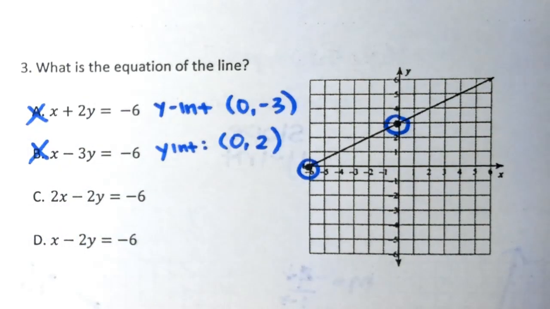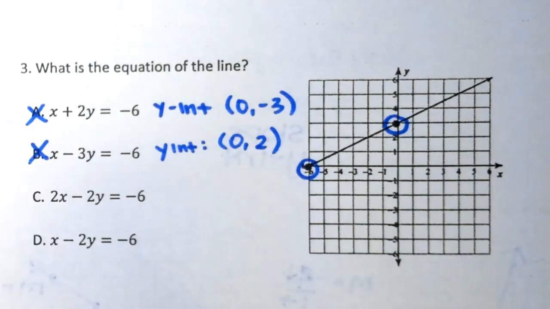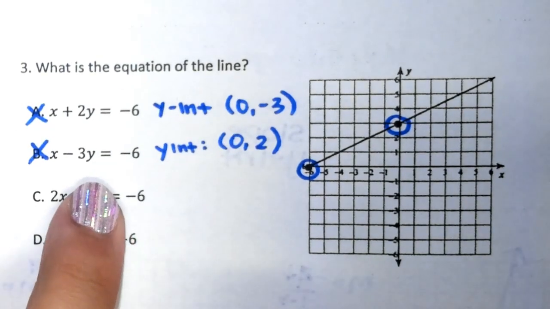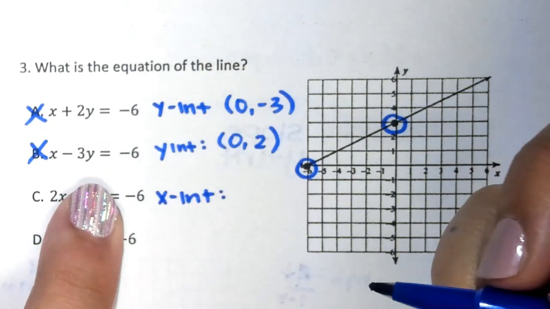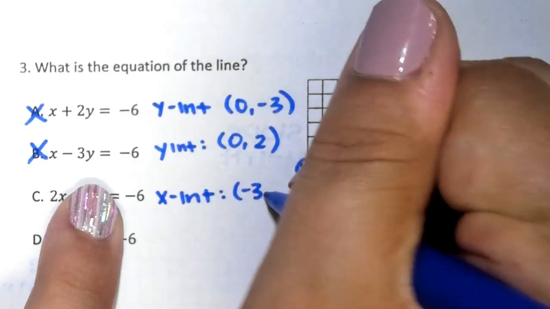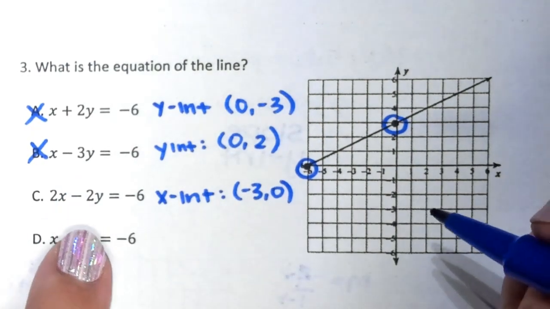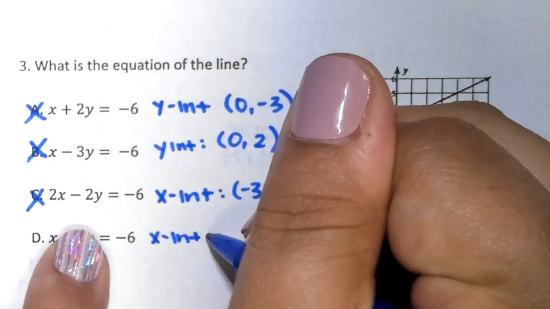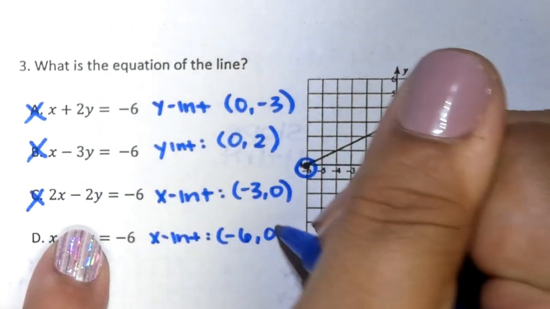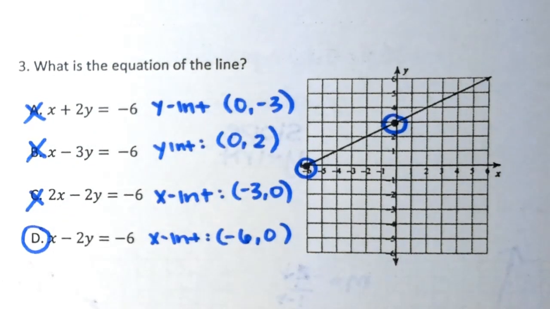Now I got to do the x-intercepts. Alex, you with me? X-intercepts, covering up the x. No, covering up the y to get the x-intercept. What do I get for my x-intercept here? Negative 3, 0. Is that where the x-intercept is there? No. And then, covering up this one, what do I get? I get negative 6, 0. Is that where it's at? Yes.